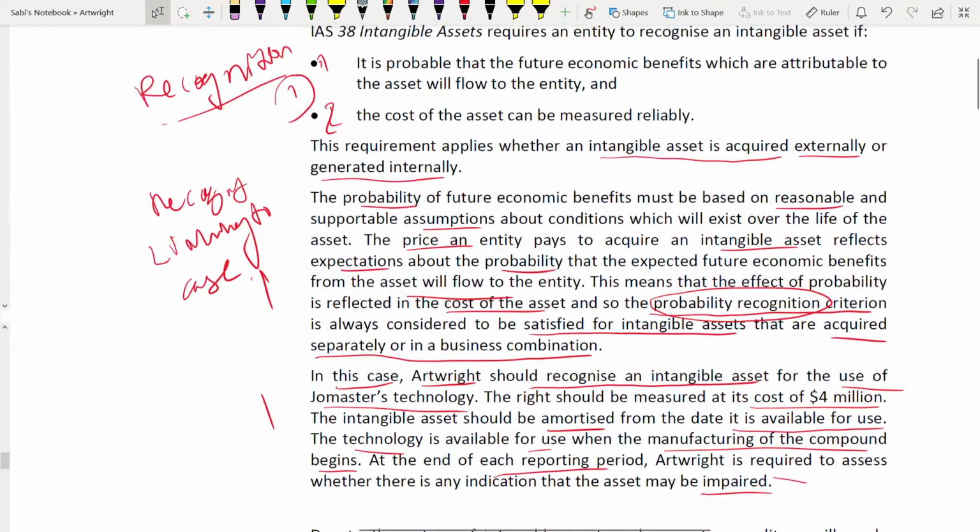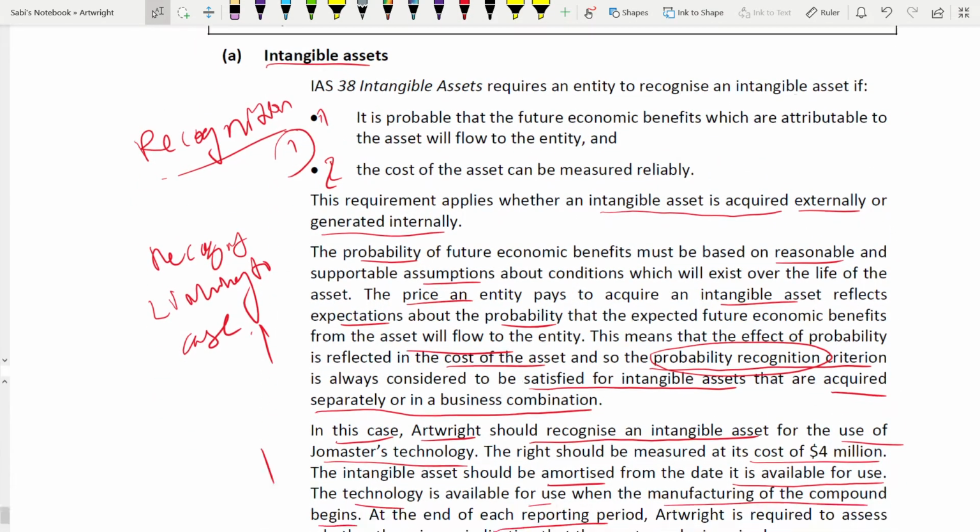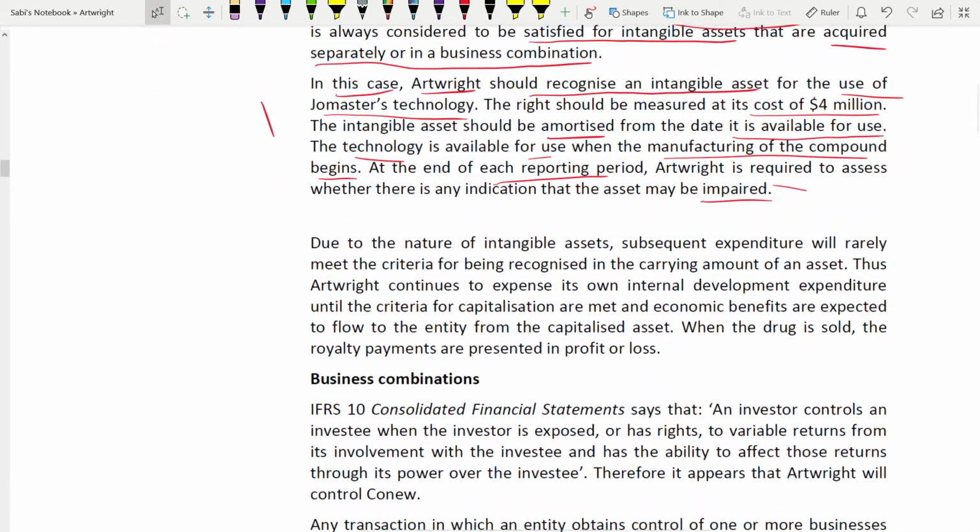So you see, out of 8, 4 marks only for this one intangible asset, according to the first component. So due to the nature of intangible assets, subsequent expenditure will rarely meet the criteria for recognizing the carrying amount of an asset. Because of the nature of intangible assets, whatever the expenses are will rarely meet the criteria for being recognized in the carrying amount of an asset.